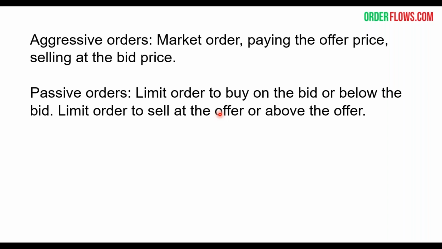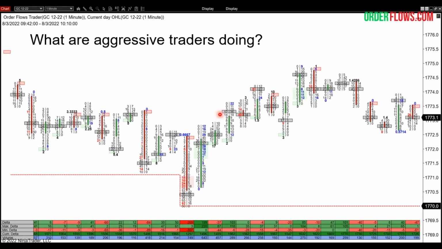So aggressive orders are market orders, obviously. Orders that are paying the offer price or selling at the bid price. It's people that are cleaning out the bids and the offers. The passive orders are the limit orders to buy on the bid or below the bid, or the limit orders to sell at the offer or above the offer.